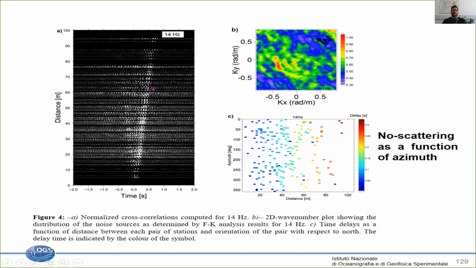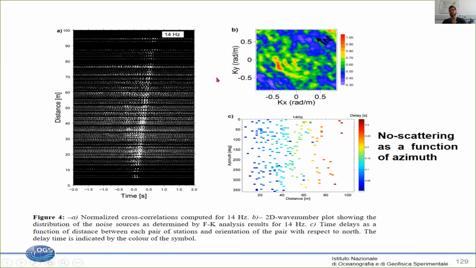We also could follow this velocity very well. We applied the FK techniques that we discussed last time. And with the FK, you immediately see that most of the noise is coming from the southwestern direction with respect to my array. And that's why we also have this asymmetry.